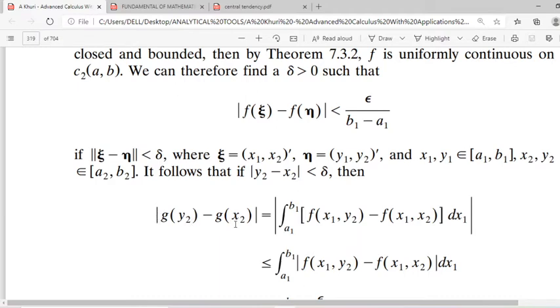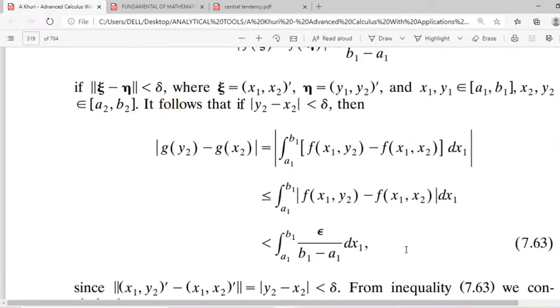Therefore, modulus of g of y2 minus g of x2 is exactly equal to modulus of integral a1 to b1 f of x1 comma y2 dx1 minus integral a1 to b1 f of x1 comma x2 dx1. We have combined both integrals, so it is modulus of integral a1 to b1 of f of x1 comma y2 minus f of x1 comma x2 dx1. That is less than or equal to, by the property of modulus, integral a1 to b1 modulus of f of x1 comma y2 minus f of x1 comma x2 dx1.